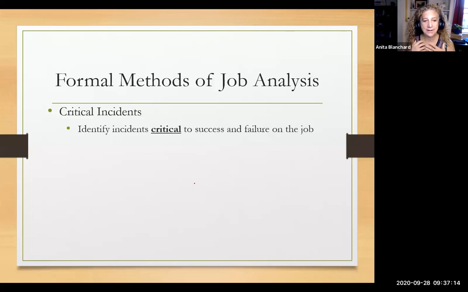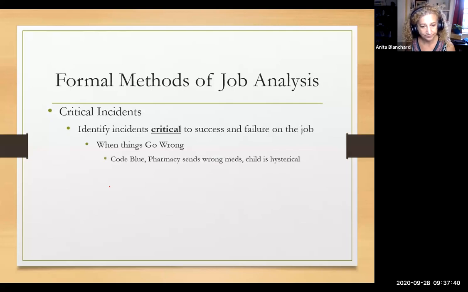A good teacher goes, if everybody failed the test, probably not everybody, it might be me. And they go back and reteach the material. So that's an example of why critical incidents can help you determine who's going to be a good employee. And as we're going to say, how you can evaluate whether someone's a good employee or not. So critical incidents determine what is critical to success and failure on the job. So when things go absolutely wrong.